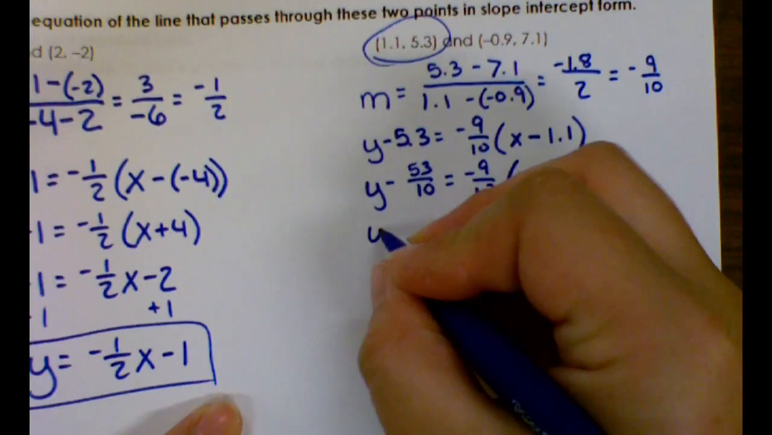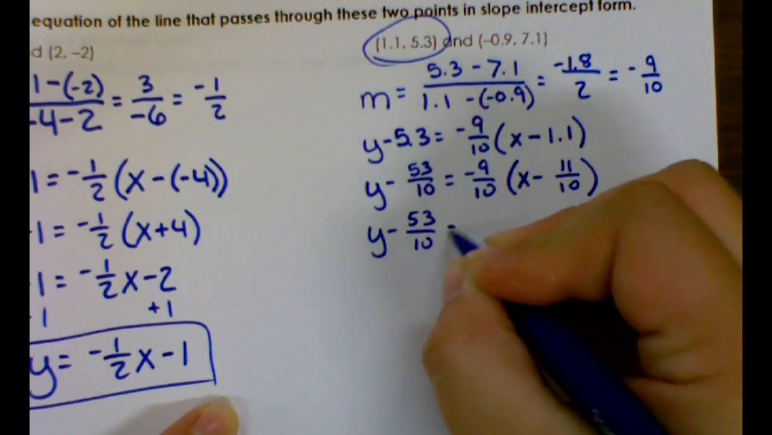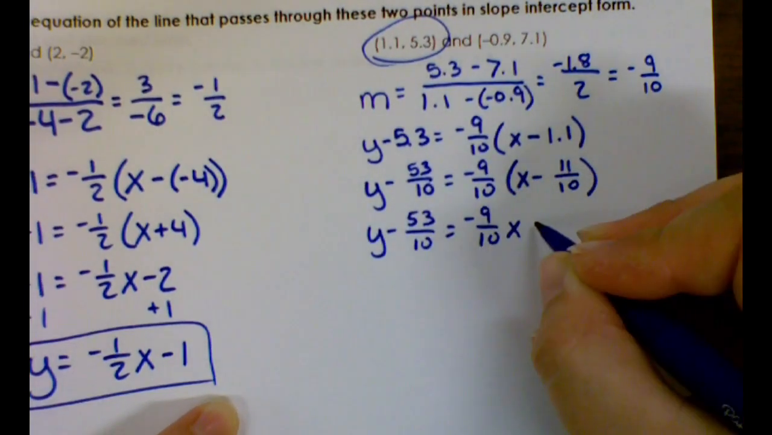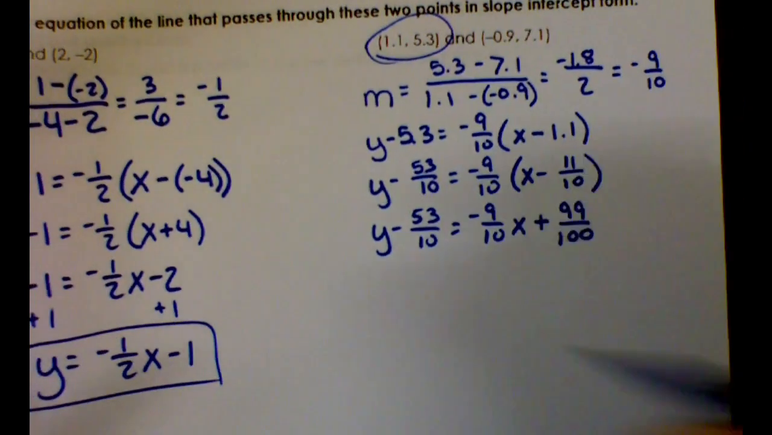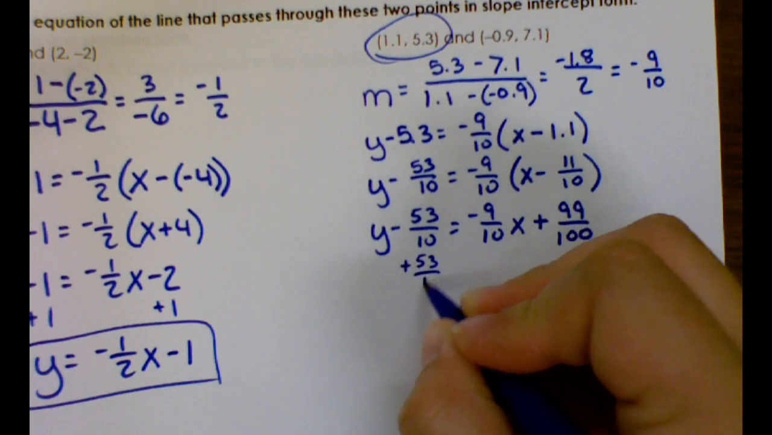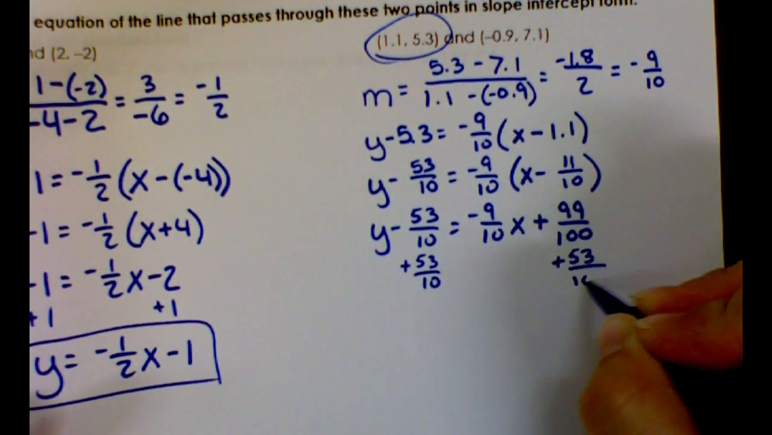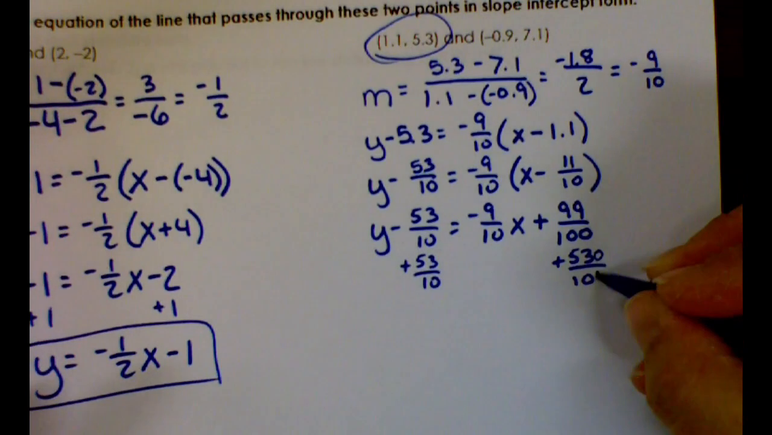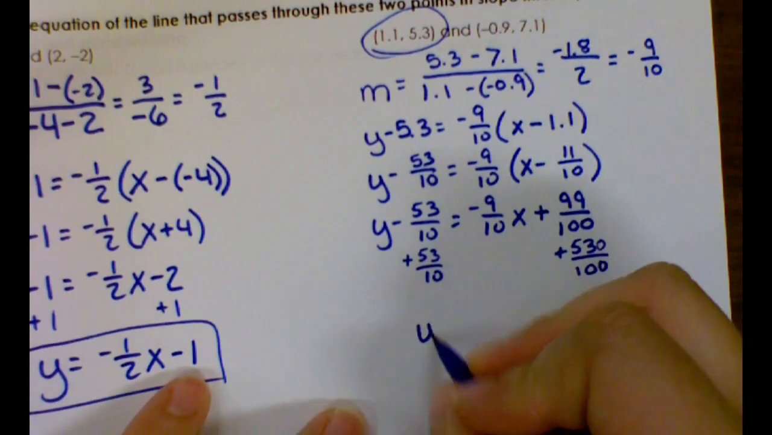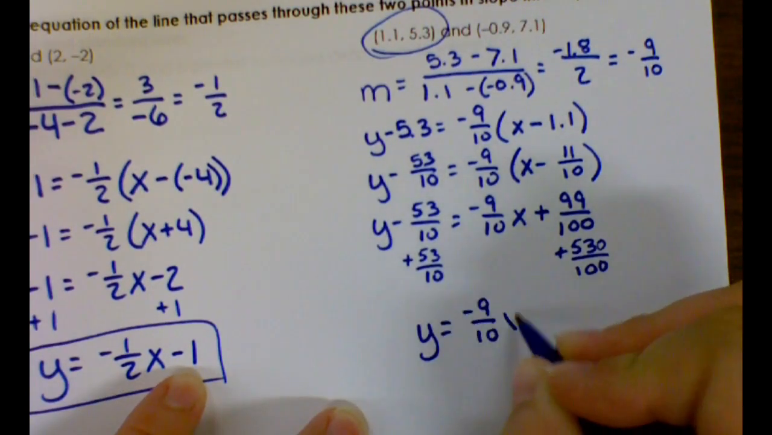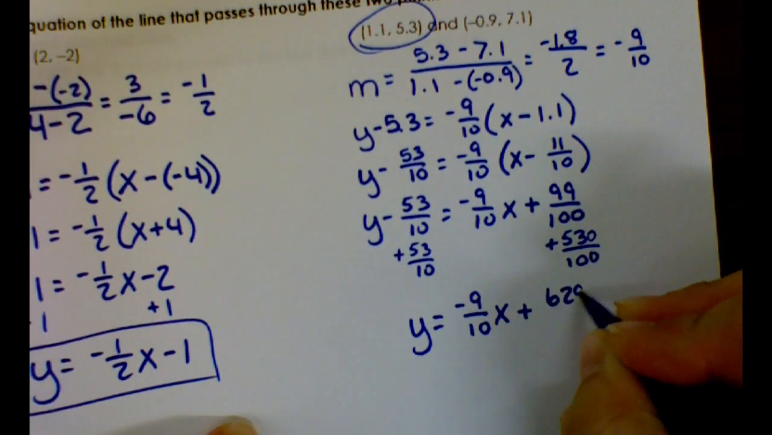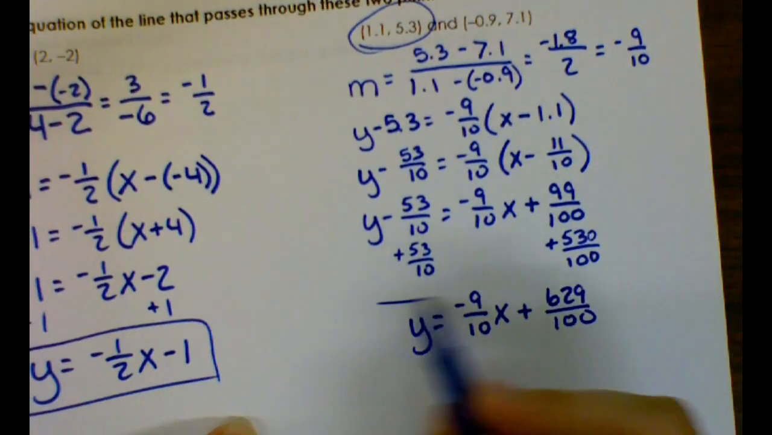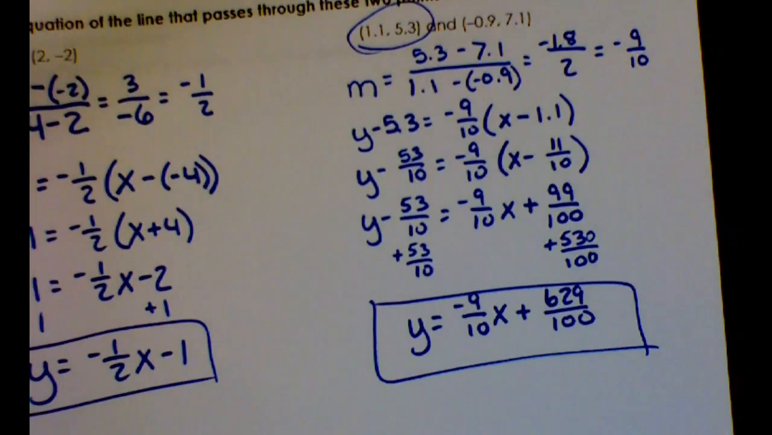Distribute my negative 9/10. Negative 9/10 x plus 99 over 100. And then I will add that 53 over 10. And the nice thing is to get from tenths to hundredths, I just add a 0. So y equals negative 9/10 x plus 629/100ths. That is how I would recommend leaving your answer.